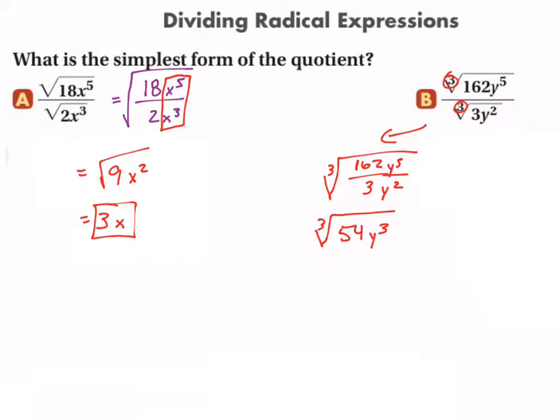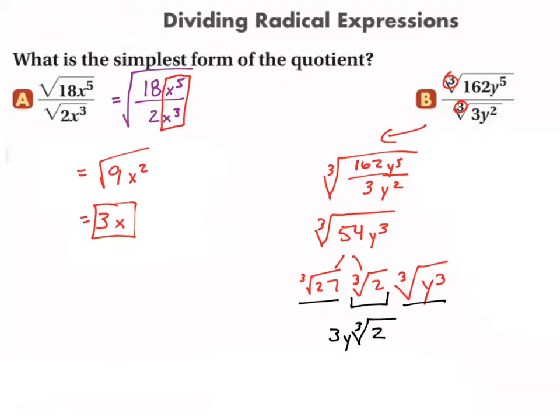54 is not a perfect cube, but what I do know is you can get 27 and the cube root of 2 when you separate it. y to the 3rd is a perfect cube, so it'll work. And so we simplify this. We know that this is going to be 3. We know that this is going to be y, and this does not work, so we leave it underneath the radical. So 3y and the cube root of 2.